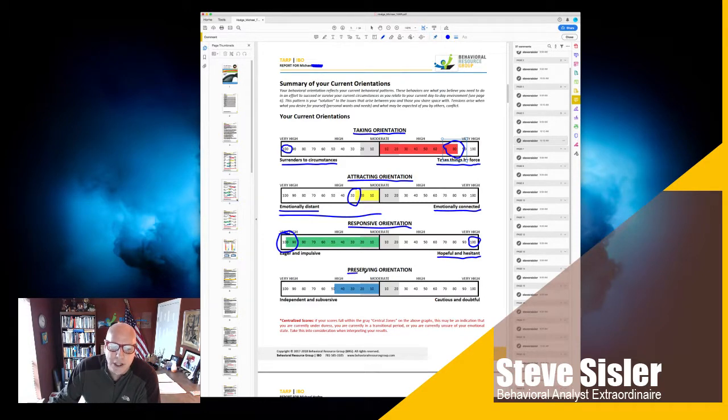What do preservation people do? So the preserving orientation down here. Okay? In play, very high. Cautious, doubtful, very low. Independent and subversive. So, what is this individual? Emotionally distant, eager and impulsive, independent and subversive, and they take things by force. What does that mean? It means get the hell out of their way. And if you don't know what you're doing when you're working with this person, you had better figure it out. Okay? That's what it means.